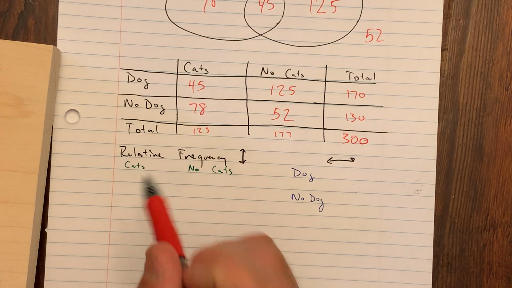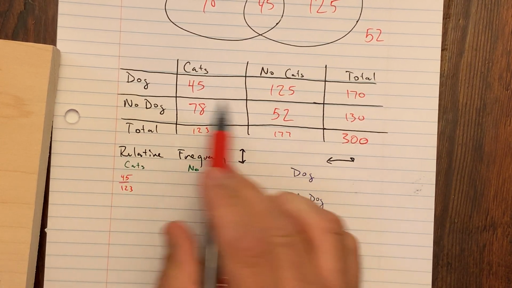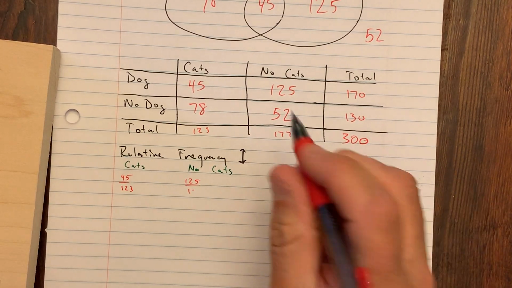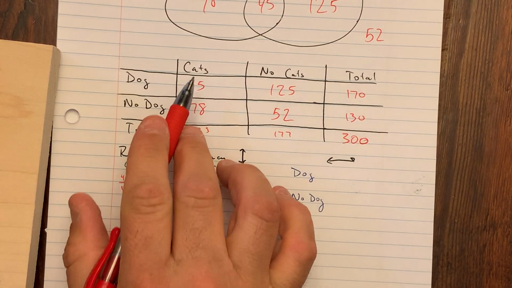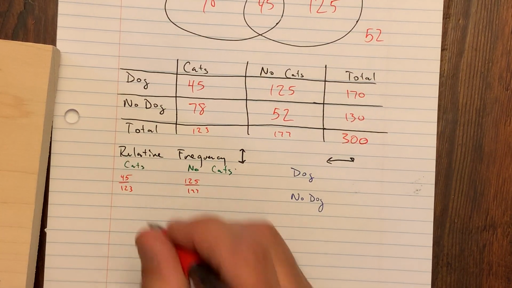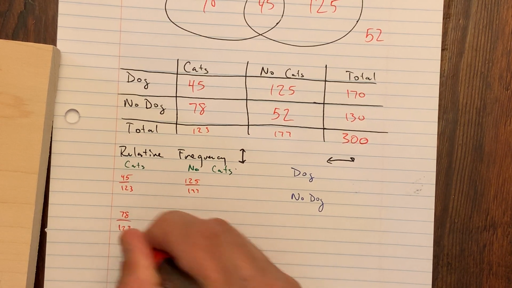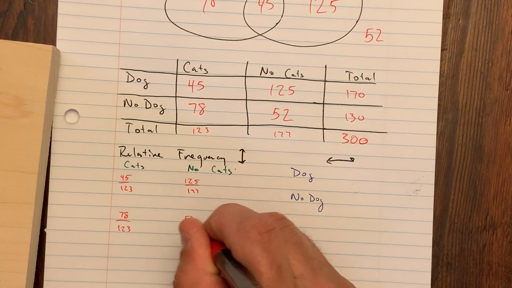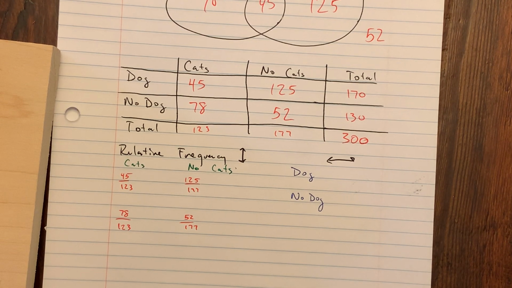All right, so I'm going to create my fractions here. Cat, 45 out of the 123. No cat, 125 out of the 177. Cats with no dogs, that's 78 out of the 123. No pet at all, 52 out of the 177. So then I can take this information, I can divide them, and I can get fractions.